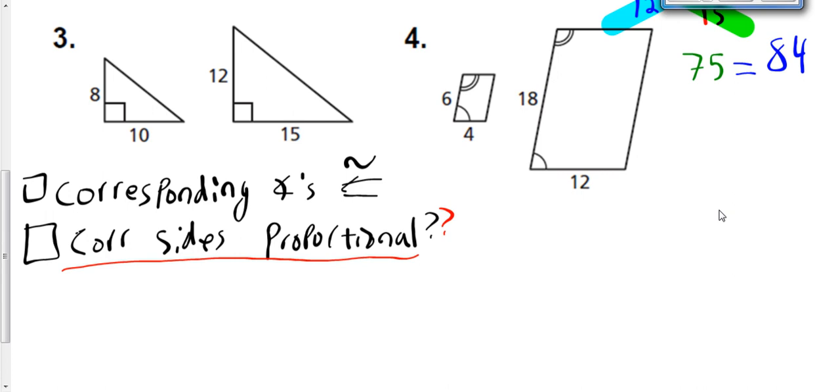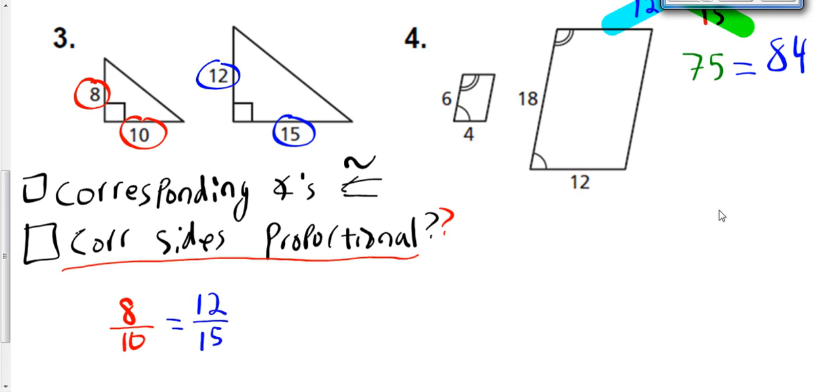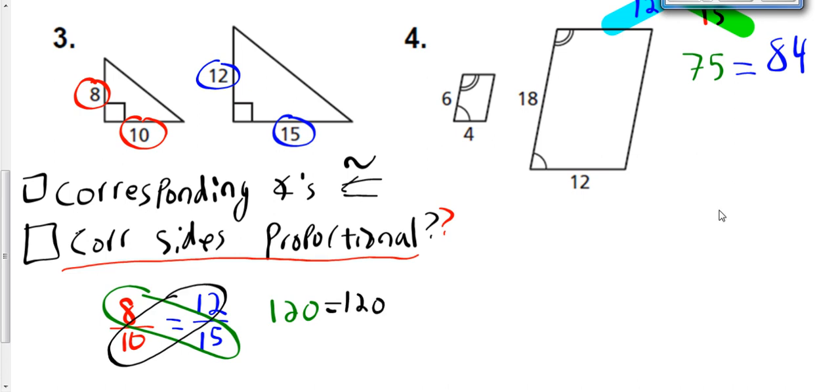So we have triangles here. If we look at the corresponding sides, we could put 8 over 10, the short side over the long side, and we could also take 12 over 15, the short side over the long side again. If we do the cross products, 8 times 15 is 120, and 10 times 12 is 120. So that's showing that these sides are proportional. So I'm saying proportional, proportional, proportional, proportional.